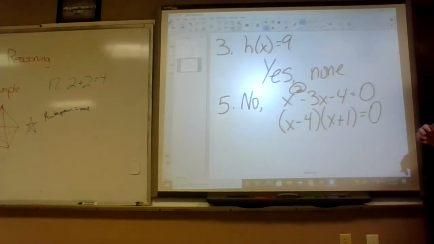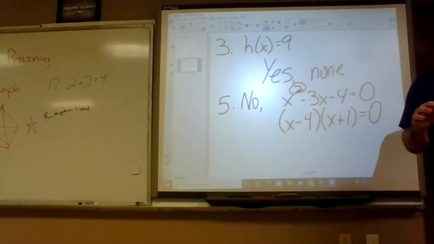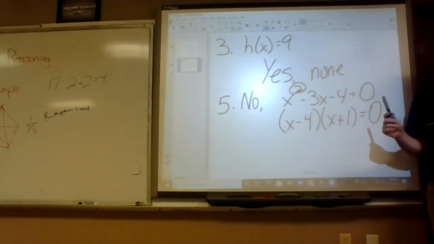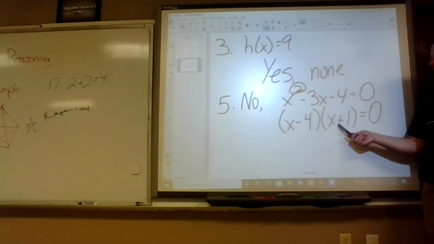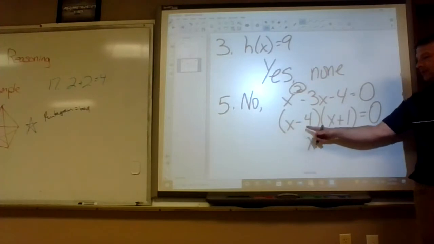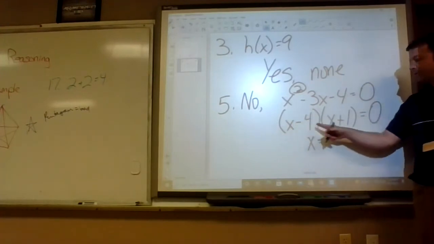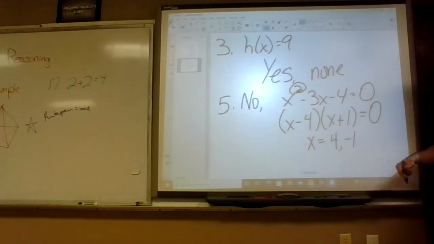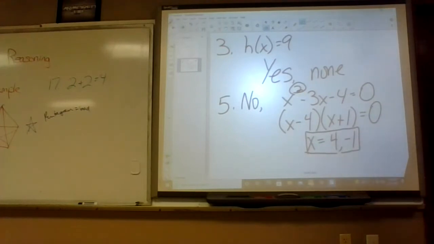For number 5, whenever you use long division, it might not divide, probably wouldn't. So what's x going to be? 4 or negative 1, whatever makes this factor 0. Those are the zeros of the function. They make the function 0.